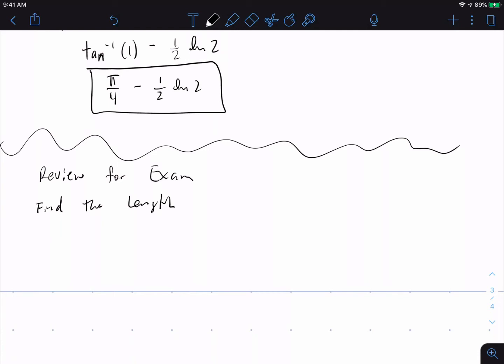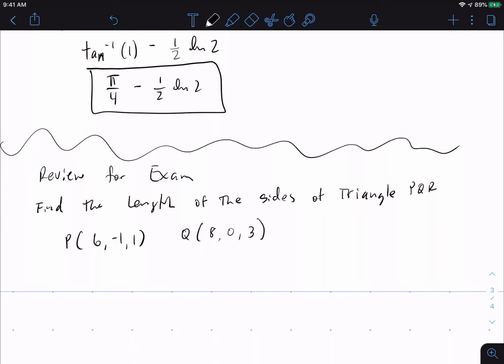Find the length of the sides of the triangle PQR. And then I'm going to give you P is (6, -1, 1), Q is (8, 0, 3), and R is (9, -2, 1). All right?